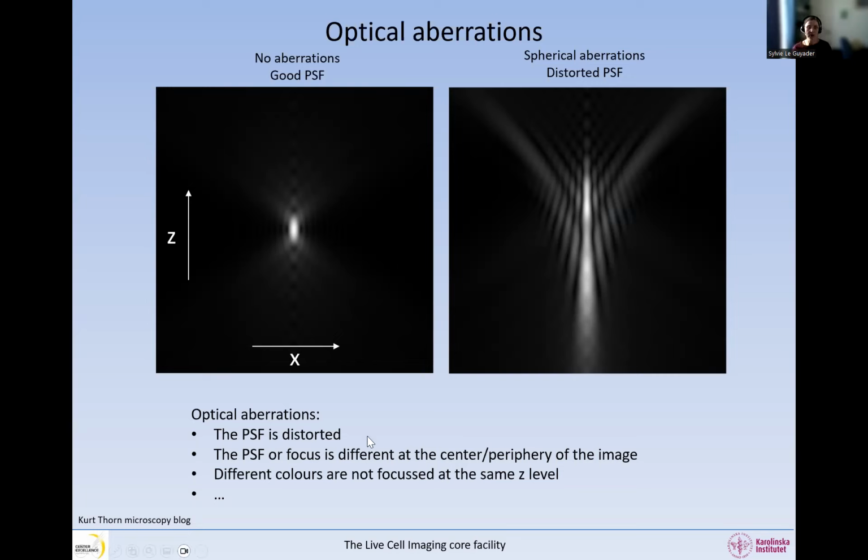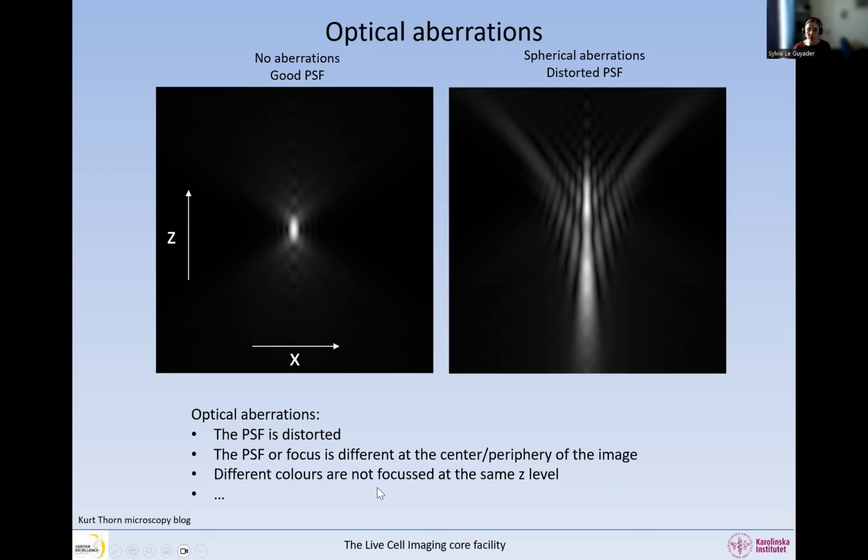So optical aberrations means that we have a distorted point spread function. So we are losing resolution, basically, especially in Z, but also in XY, but especially in Z. So the consequences are very much in Z, but depending on the aberrations, it could be also other stuff. It could be center to periphery. So the focus could be different center to periphery.